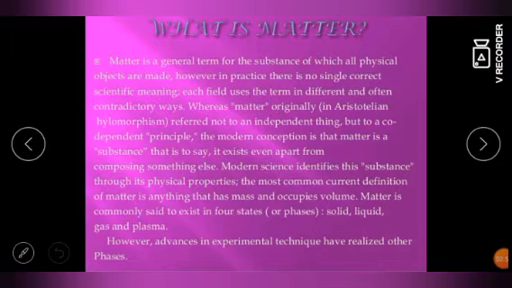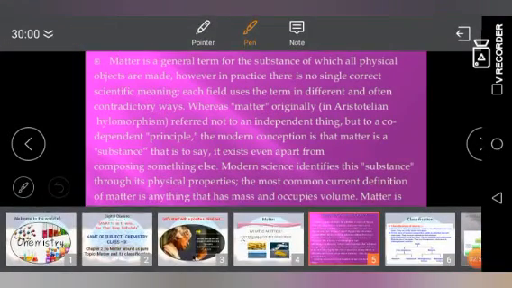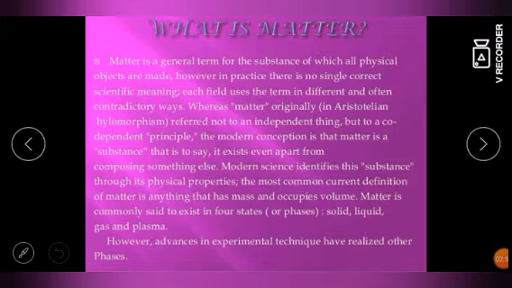Let's study a little more about matter. Matter is a general term for a substance of which all physical objects are made. However, in practice there is no single correct scientific meaning. Each field uses the term in a different and often contradictory way. Originally, in Aristotelian philosophy, matter referred not to an independent thing but to a codependent principle. The modern conception is that matter is a substance, that is, it exists even as part of a composite of something else. In history, matter did not have a fixed definition.